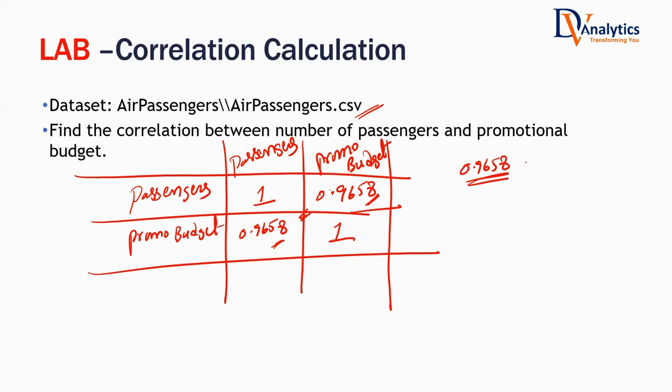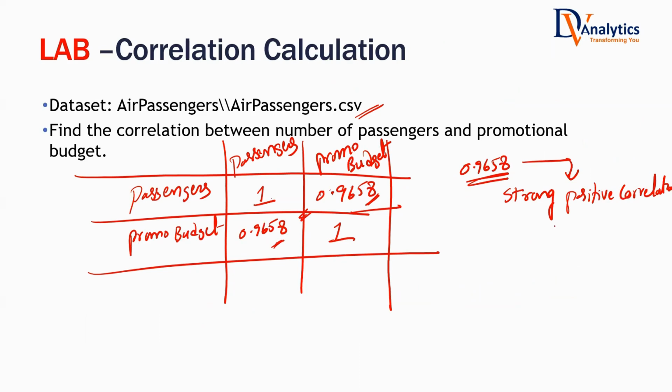0.9658. Imagine I'm a layman. I don't understand what exactly this 0.9658 means. What exactly does it mean? Strong correlation. There is strong negative, there is strong positive. We need to be a little specific, because correlation can be negative also. There is a strong positive association, or strong positive correlation, between passengers and promotional budget.